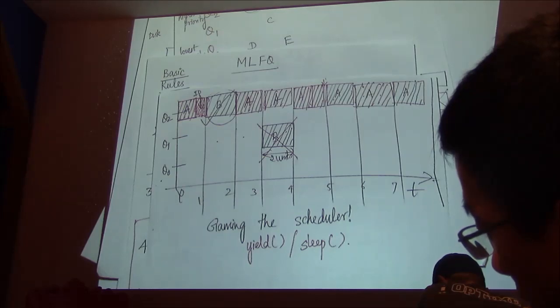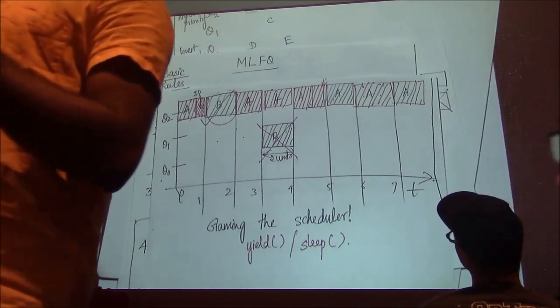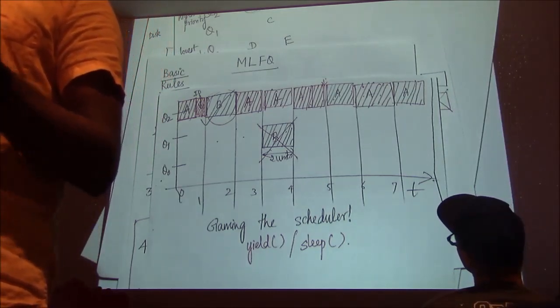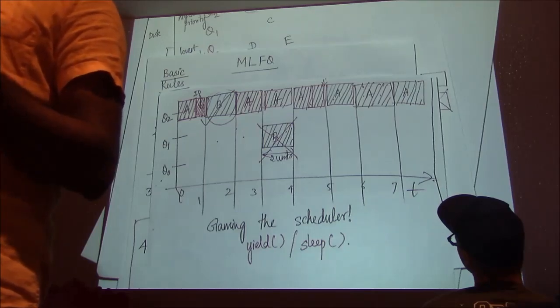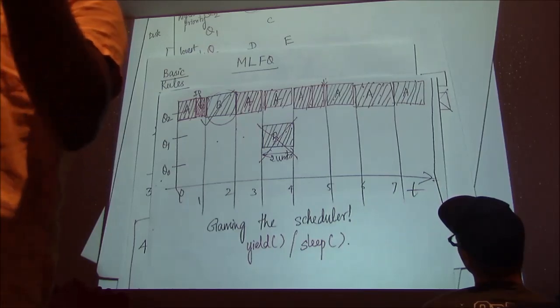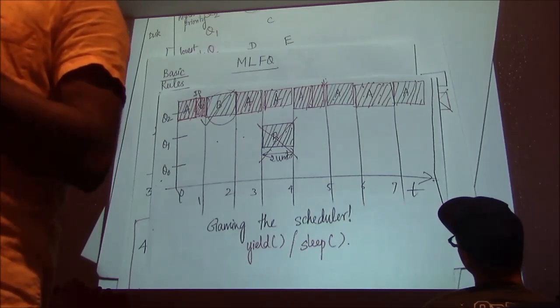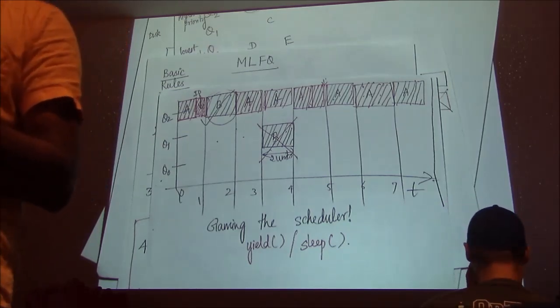Again, these are very good questions, but you really don't need to worry about this level of detail. But yeah, yield is just saying voluntarily, I'm yielding the CPU. I am done with my execution as of now. I may come back at some time. You may schedule me after some time, but as of now, I'm just yielding the CPU.